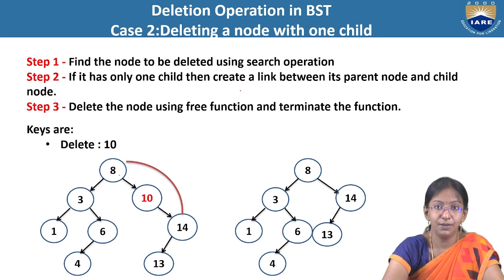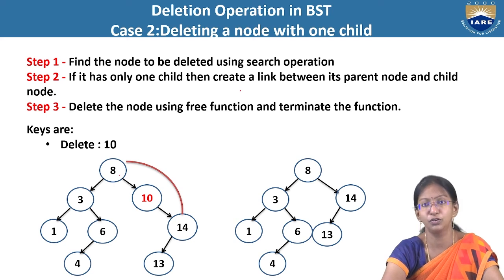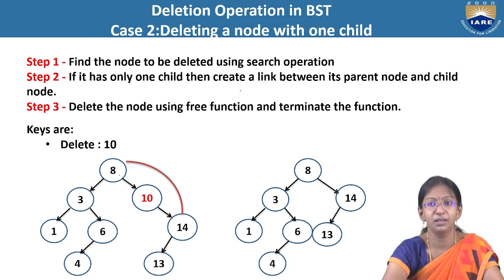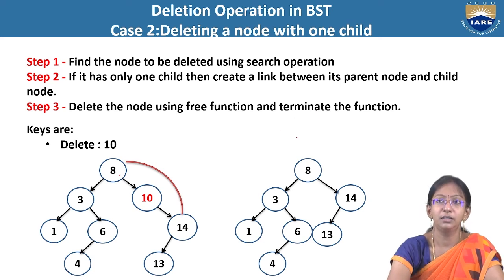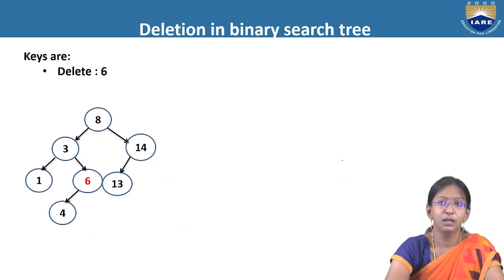11, which was the left child of 14, will remain the same. There is no change in that. There is no change in the property of 11. But a new structure will be formed where 14 becomes the right child of 8. Okay. Let's have a look at another example.